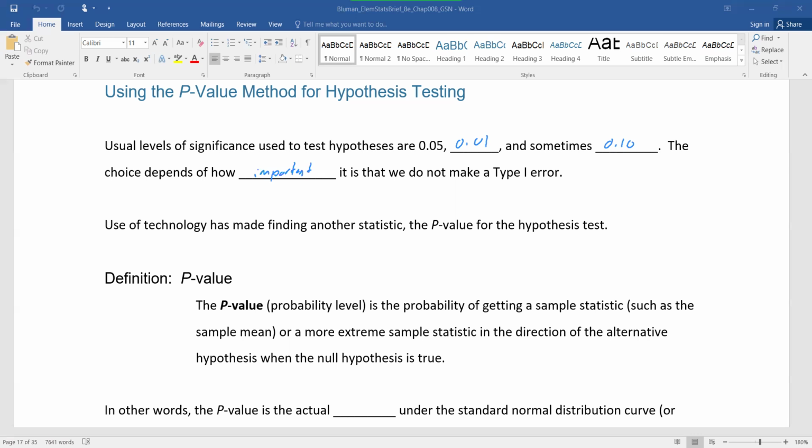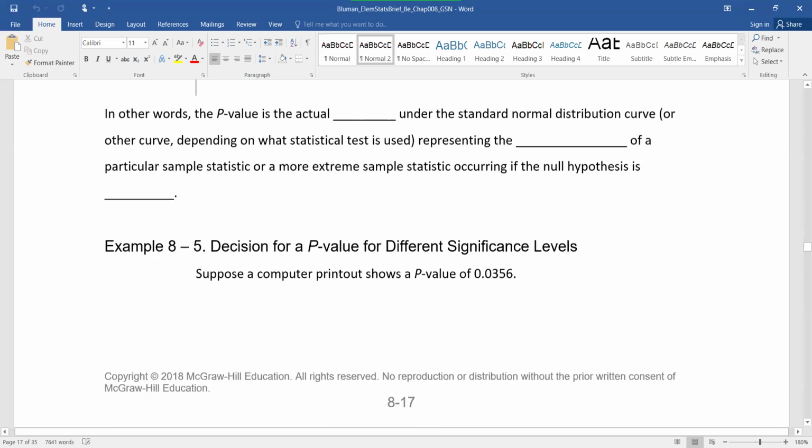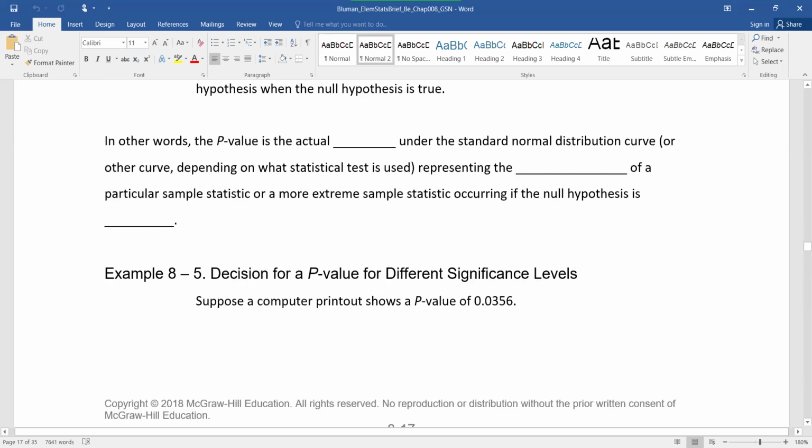Again, the use of technology has made finding another statistic called the p-value easier for hypothesis testing. So the definition of the p-value: the p-value or probability level is the probability of getting a sample statistic such as the sample mean, or a more extreme sample statistic in the direction of the alternative hypothesis, when the null hypothesis is true. So again, this is just talking about the probability that you are going to hit the mean versus the probability of not hitting the mean. So probability of success and probability of failure.